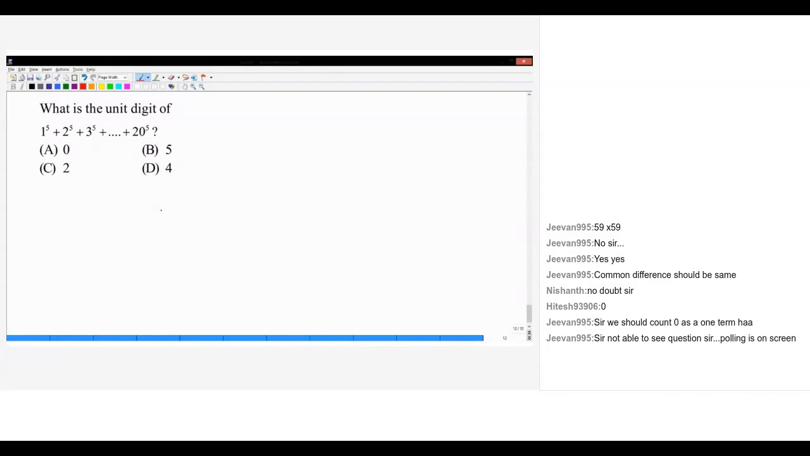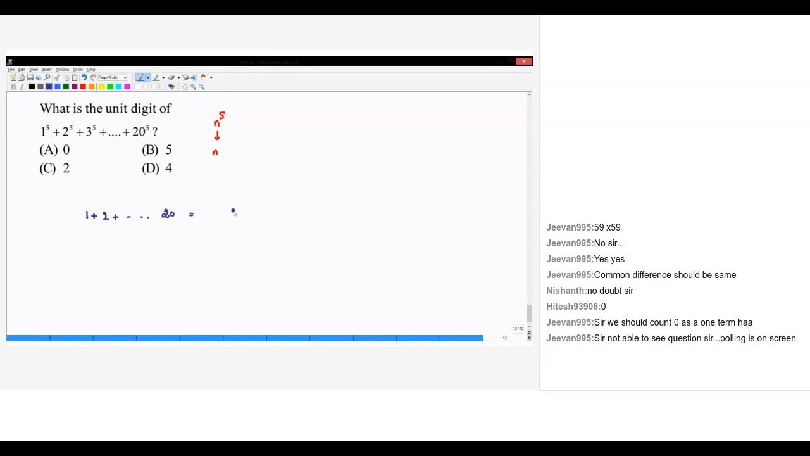See here, we know that n power 5 and n end with the same digits. We have seen that yesterday. So 1 power 5 and 1 end with the same digit, 2 power 5 and 2 end with the same digit. So is the case with 20 power 5 and 20 end with the same digits. Therefore, do 1 to 20 directly.